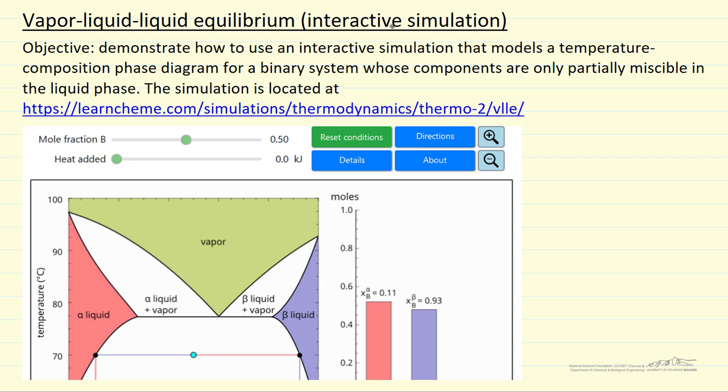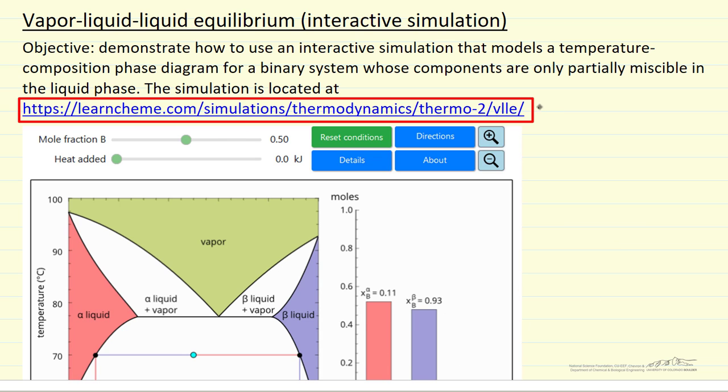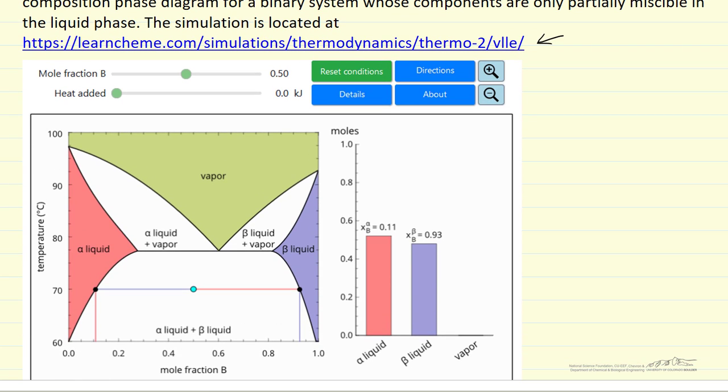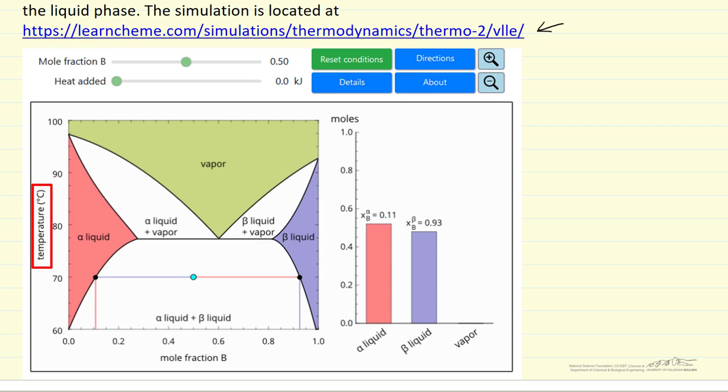I'm going to briefly show how to use an interactive simulation for a system that has vapor liquid equilibrium. So it's a binary system, and the simulation is located at the link indicated here in blue. And if we look at a snapshot of what the simulation is, we're plotting temperature on the y-axis versus the mole fraction of component B.